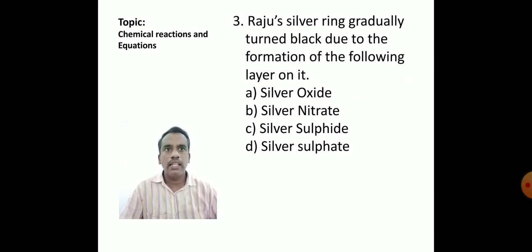Raju's silver ring gradually turned black due to the formation of the following layer on it. A person named Raju was mentioned here. He got a silver ring. It turned black. They already mentioned what color it turned to. What is the layer formed over the silver is the question here.